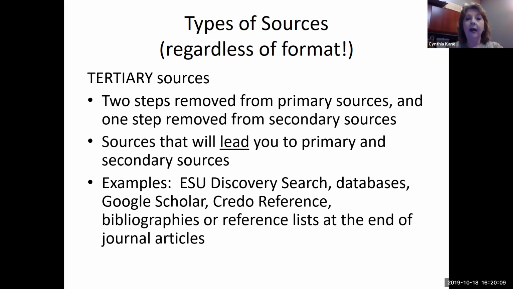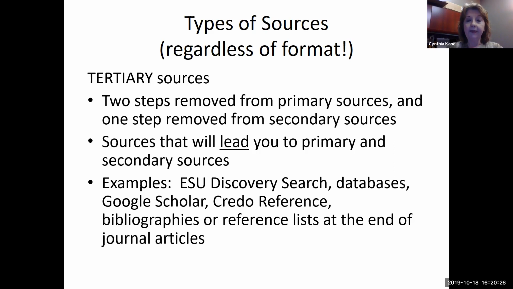Other types of tertiary sources that can be thought of in different ways would be Google Scholar. So again, keep in mind that Google Scholar is a tertiary source of information, but it's going to lead me to information about journal articles about different topics.